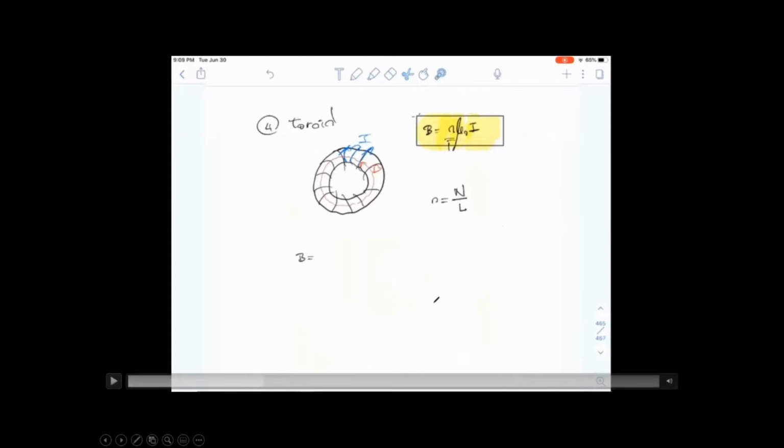The lowercase n is the number of turns per unit length. All right, so this is the number of turns per unit length, but what is the length of this toroid? The length of this toroid is going to be the circumference of the toroid. So it's going to be 2 pi r. All right, so which means that we have to do a back substitution into that one.